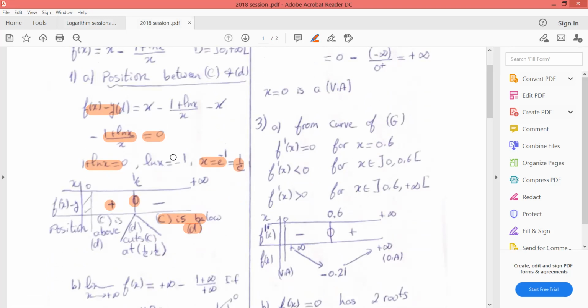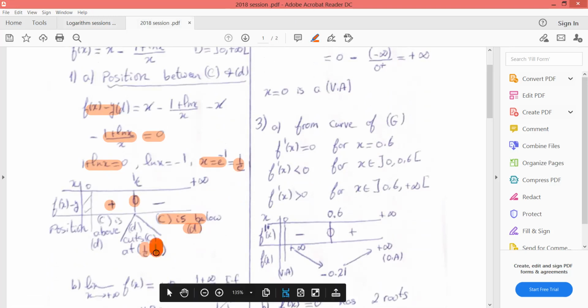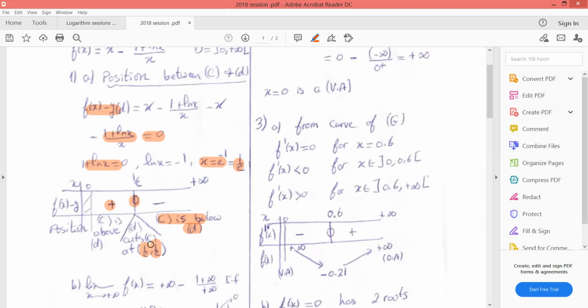And since the line D is y equals x, then we get 1 over e, 1 over e. So we replace the value of 1 over e either in the equation of the line or in the function. But here it is easier to replace 1 over e in the line, y equals x. So we get y equals 1 over e.